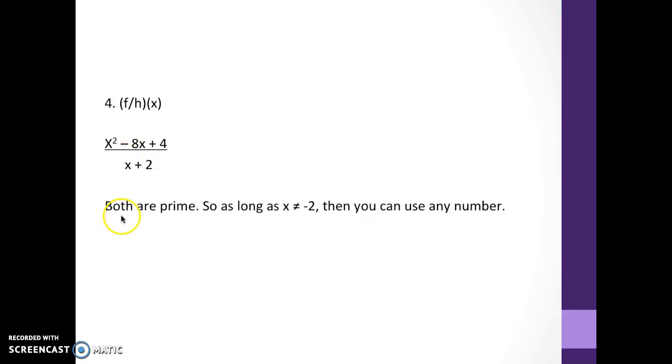Now let's look at one where our domain is going to be a little bit more restricted. So number 4, we have f of x divided by h of x. Remember from the previous slide, our f of x function is x squared minus 8x plus 4. And then our denominator is going to be our h function, which is x plus 2. Now we see if we can divide or factor anything out. In this case, both the top and bottom are prime, so as long as x does not equal negative 2, then you can use any number.